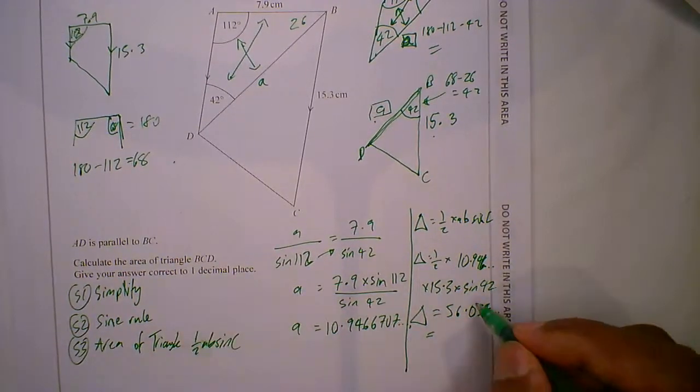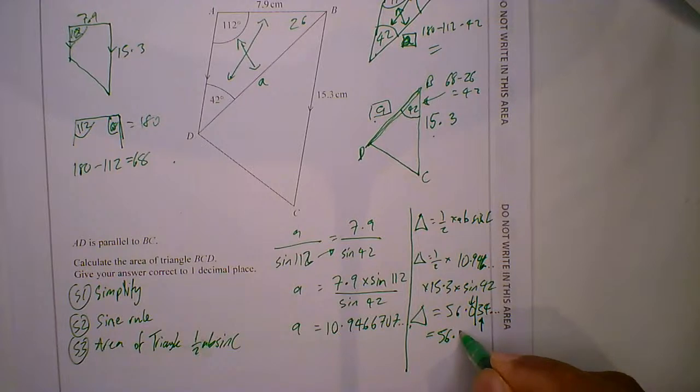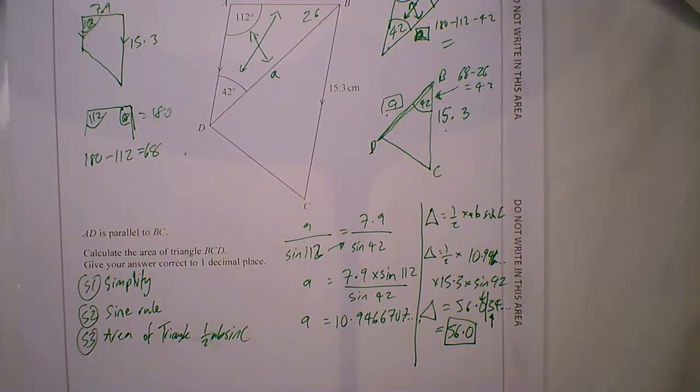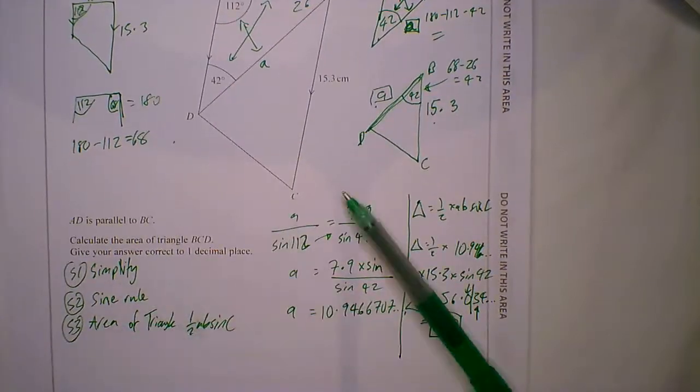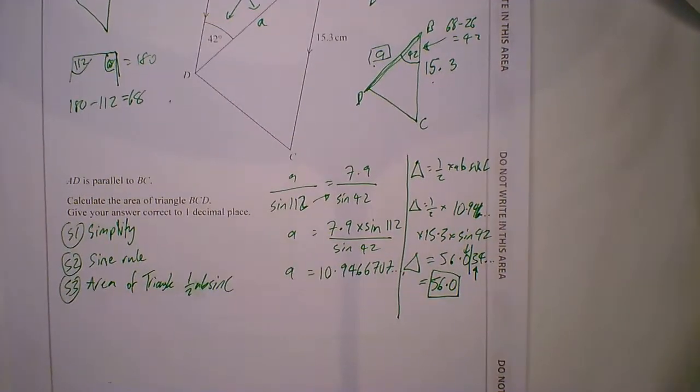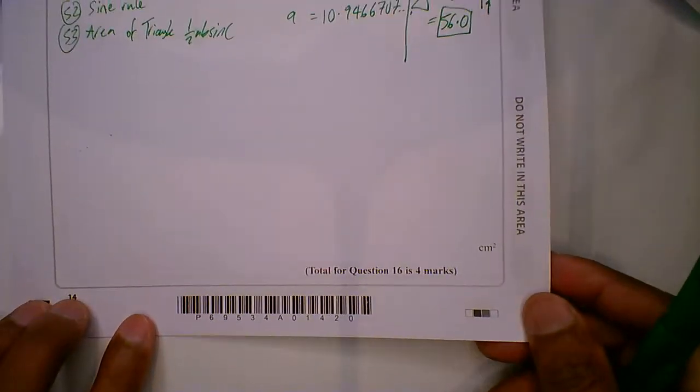Give your answer to one decimal place. So you've got one decimal place there, 56.0. So when you simplify this question, you can see it's quite straightforward, but then there's a lot of calculation there. So I hope that's okay. So that's question 16, which is worth 4 marks.